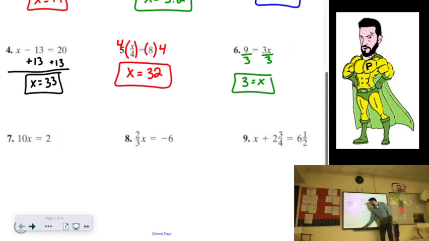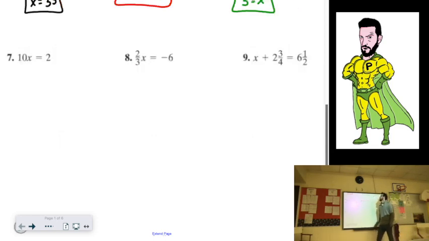All right, last 3. 10x equals 2. 10 times x. So we're going to have to divide by that 10. 2 divided by 10, sure, you could do the decimal, but we're too cool for that. Let's simplify the fraction. 2/10 divided both by 2 is 1/5.